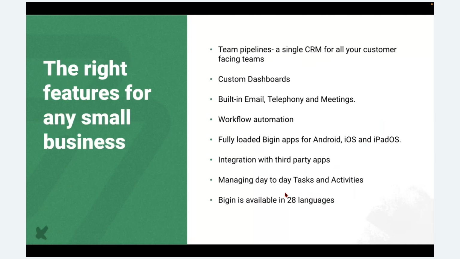So Bigin comes with some industry-first features for SMEs. So this team pipelines, which is recently introduced, gives you a 360-degree view in a single interface, which covers both the business management and also the communication going on between the teams. Customizable dashboards are available. With that, you are able to track your overall performance.